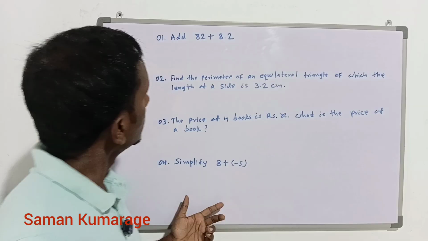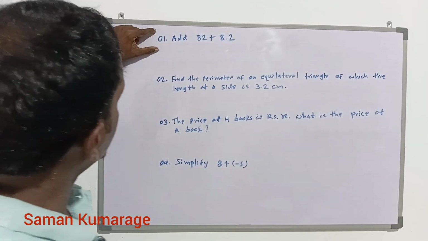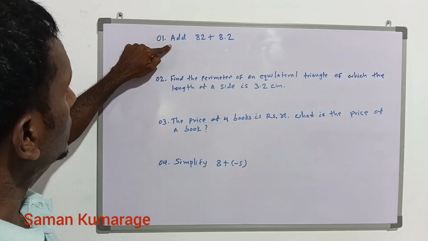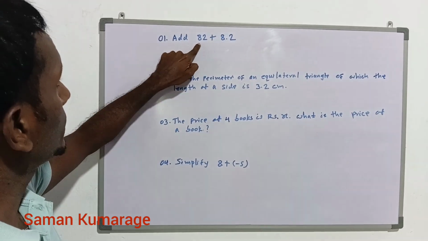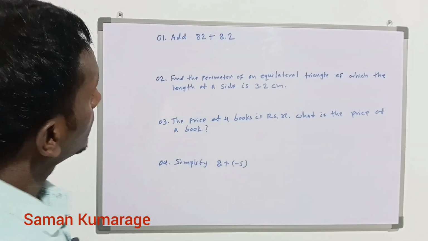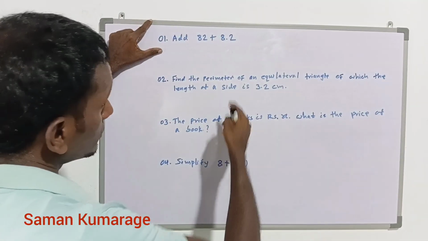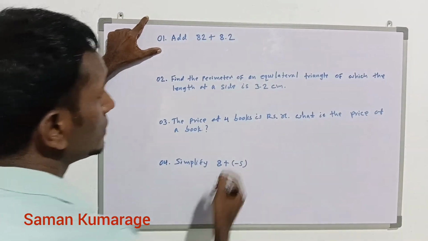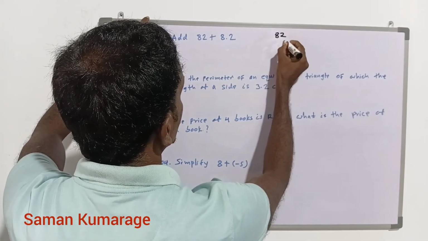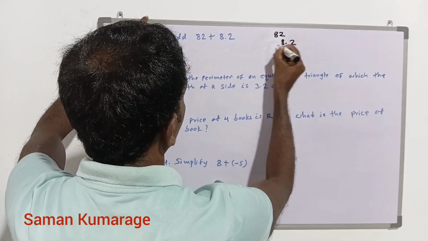Okay, let's start from the first question. According to the first question, we have to add a whole number and a decimal number. So before we add, we need to write these given numbers vertically. 82, 8.2.